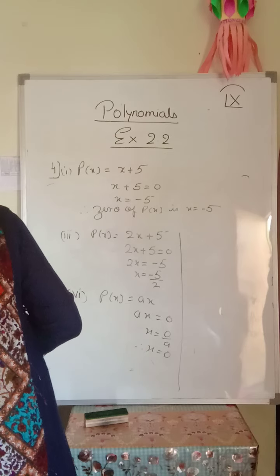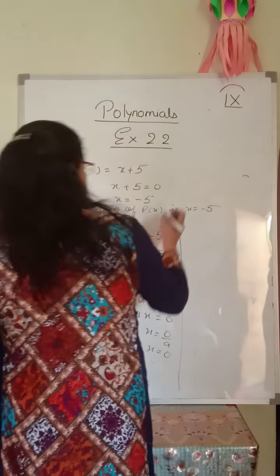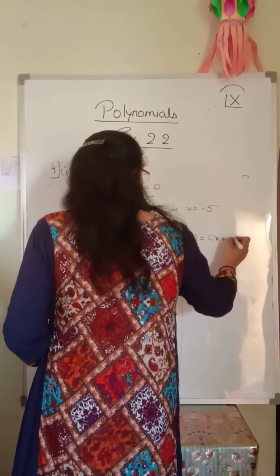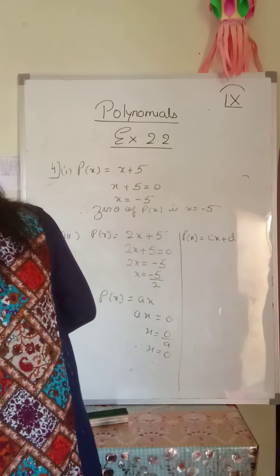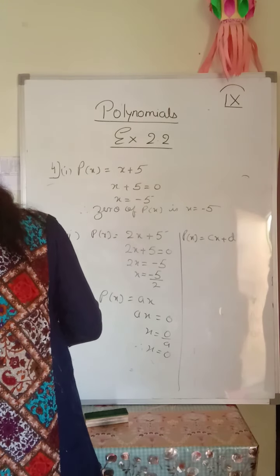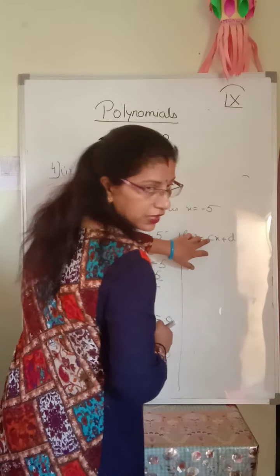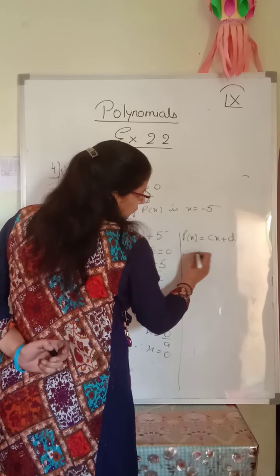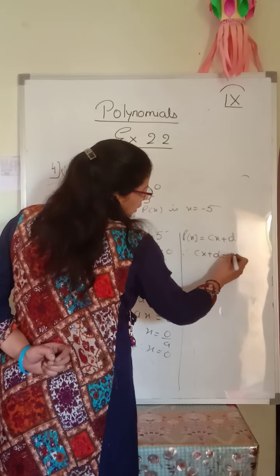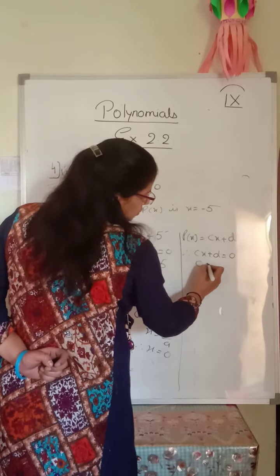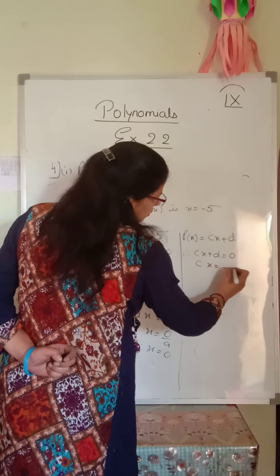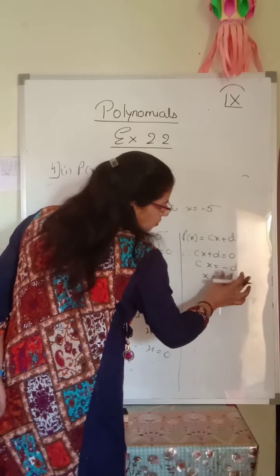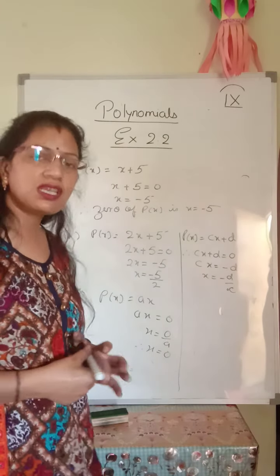Then come to your last part. P(x) is equal to cx plus d, where c is not equal to 0 and c and d are real. C is not 0, so x can be 0. Okay, so therefore we will write cx plus d should be equal to 0. The whole thing has to become 0, so send d to the other side, this will become minus d. So x is equal to minus d upon c. So minus d upon c is the 0 of this polynomial.